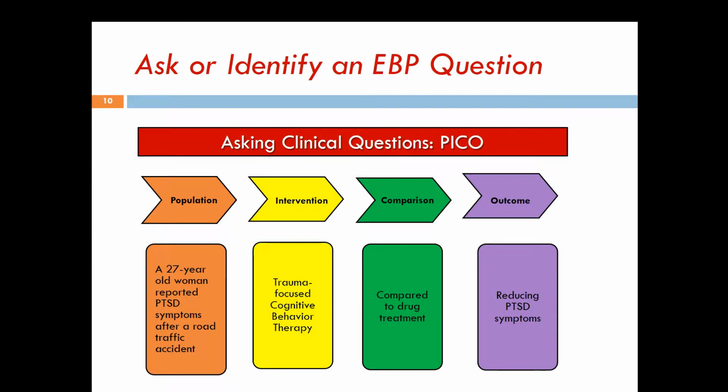Now, start to ask the question. We said asking the clinical question, ask whatever question you want to ask with the PICO. P is the population. A 27-year-old woman reporting PTSD symptoms after a road traffic incident. This is the characteristic of the client that you are going to deal with. The intervention, you decided, because with the foreground information, you know that trauma-focused CBT is the best, okay? Comparison, and some people use drug together with CBT or drug alone, okay? So this is your comparison group. Outcome, what do you want to achieve? Reducing the PTSD symptoms, okay? This is the type of question that you need to ask, okay?